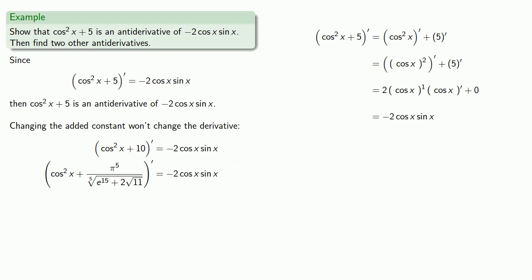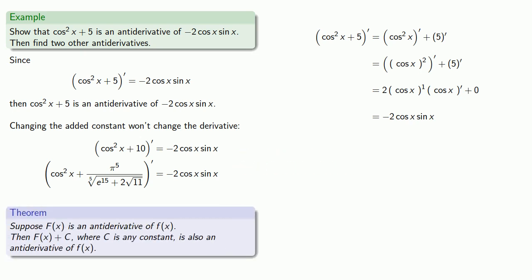And this leads to the following theorem. Suppose F is an antiderivative, then F(x) + C, where C is any constant at all, is also going to be an antiderivative.